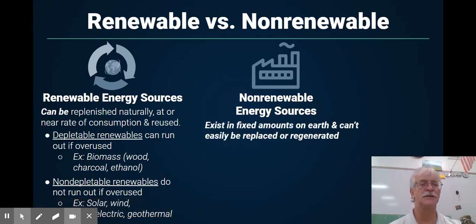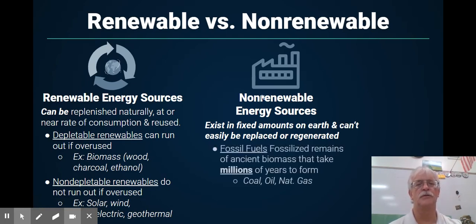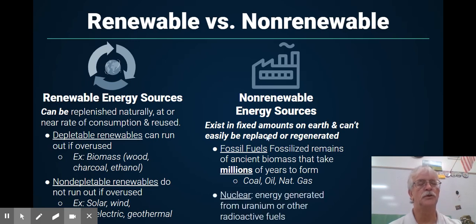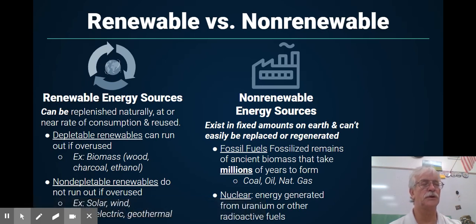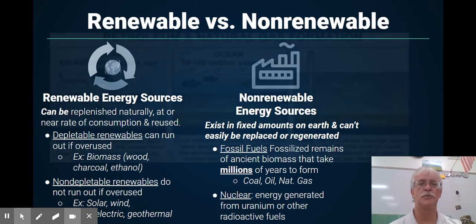Non-renewable means they exist in fixed amounts that in a lifetime cannot be regenerated. For example, fossil fuels. There remains of biomass that were around hundreds of millions of years ago, either in organisms that were animals or in plants that died. Nuclear is another one that can be generated from uranium, plutonium, or other radioactive fuels that cannot be replaced.